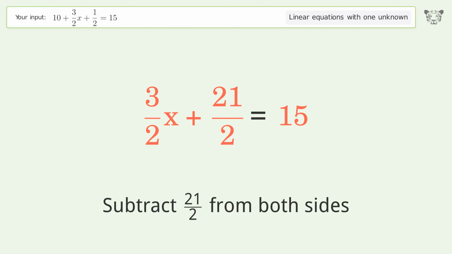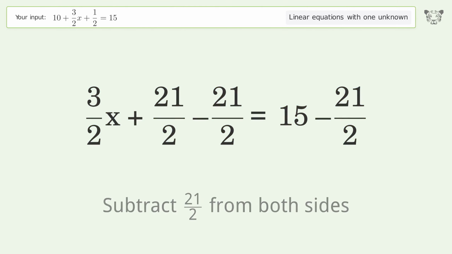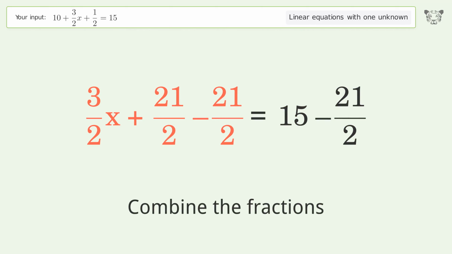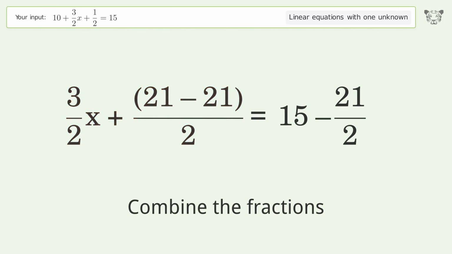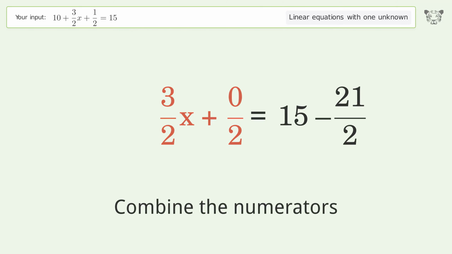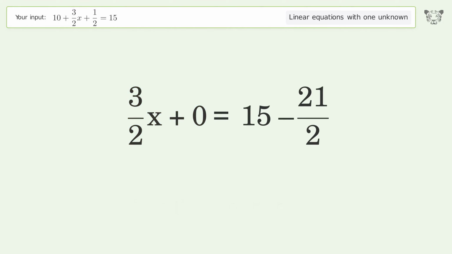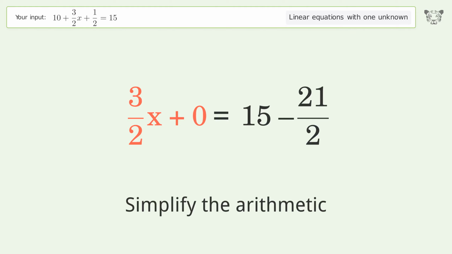Subtract 21/2 from both sides. Combine the fractions. Combine the numerators. Reduce the zero numerator. Simplify the arithmetic.